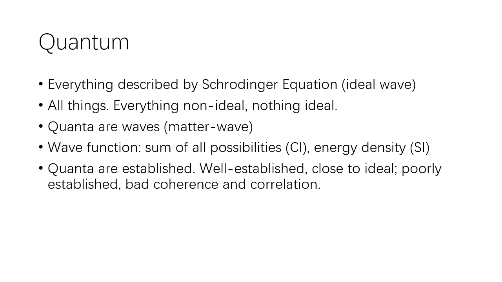In Copenhagen interpretation, a quantum is its wave function, which is a global solution to Schrödinger equation, and an ideal wave. It is also the sum of all possibilities. In standard interpretation, the definition of quantum is the same, but it is a global approximation, and its value describes its energy density. In reality, a quantum is established. If it is well established, then it is close to an ideal quantum. Otherwise, we have bad coherence and more classical features.